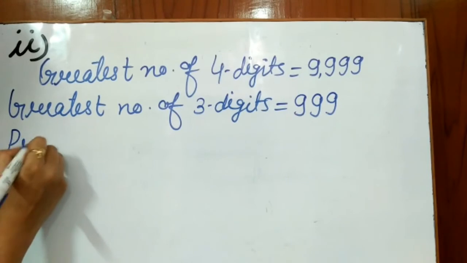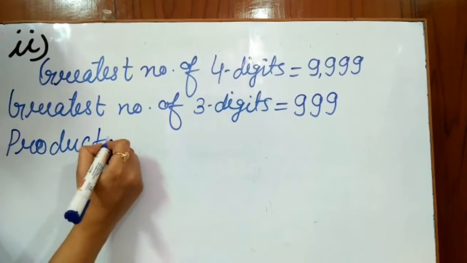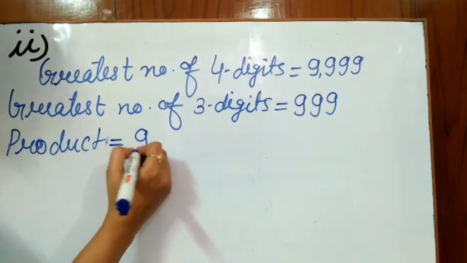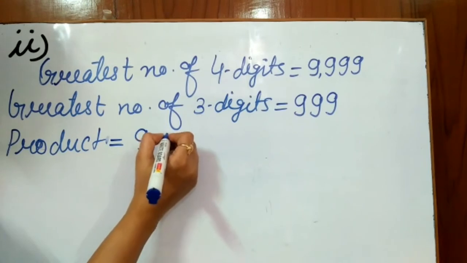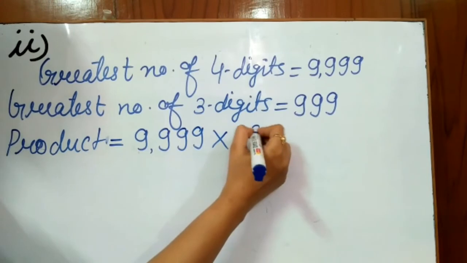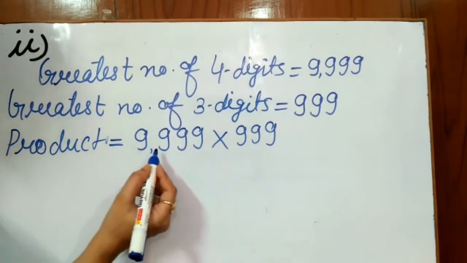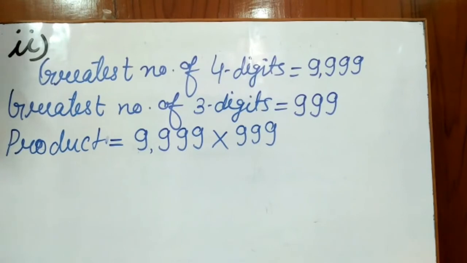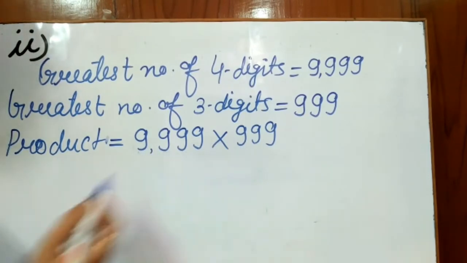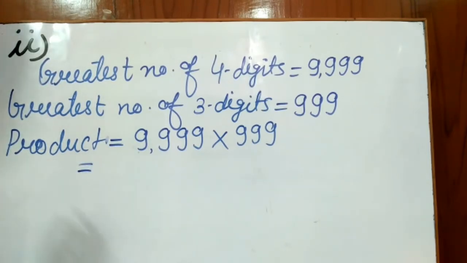Now we will find the product of these two numbers. The first number is 9,999 into the second number, 999. We can see here both numbers are the greatest numbers and it is very difficult to multiply. So we will use a property here. Which property?